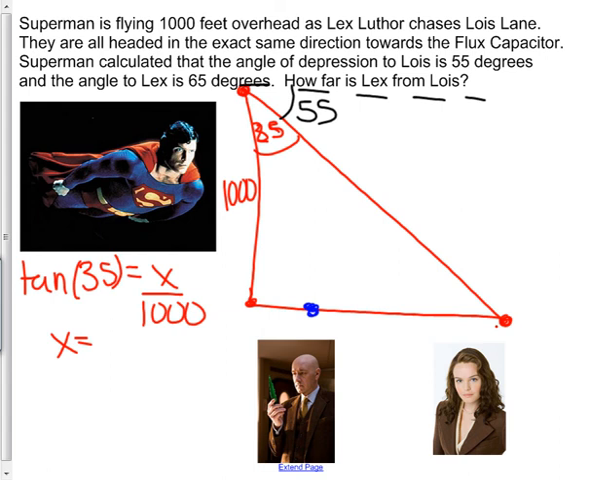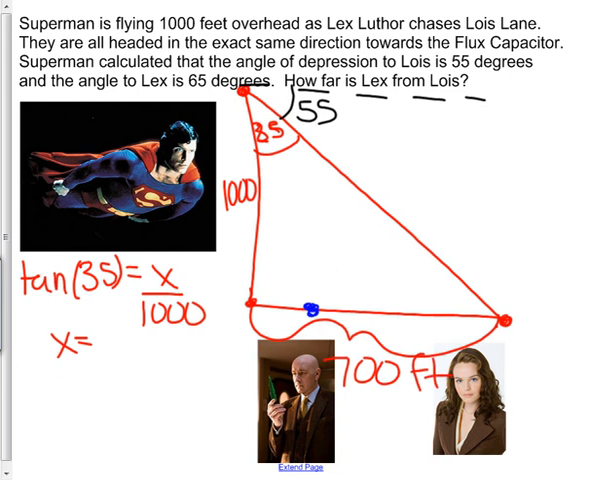So what does x come out to equal? How far is Lois? Who got that? Tangent of 35 times 1,000. 700.207. So let's just say 700, and we're doing feet.